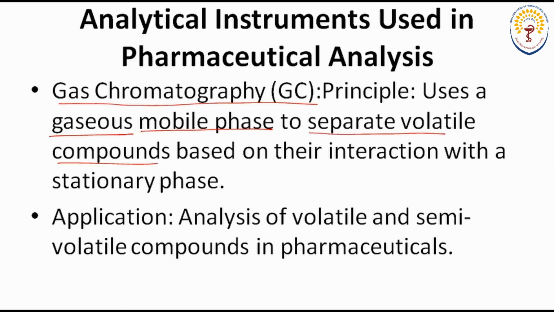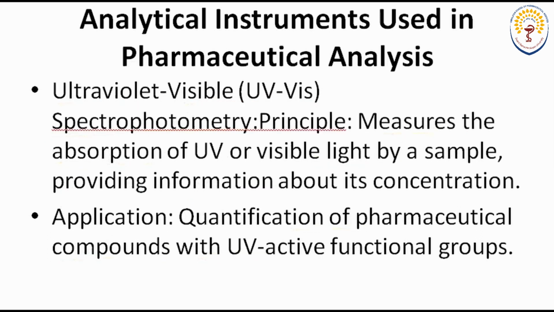So the sample specificity is there, and there's an interaction obviously between the volatile sample compound and the gaseous phase, and the gas separates the components. The principle is the same as chromatography. So we are using GC for the analysis of volatile and semi-volatile compounds.